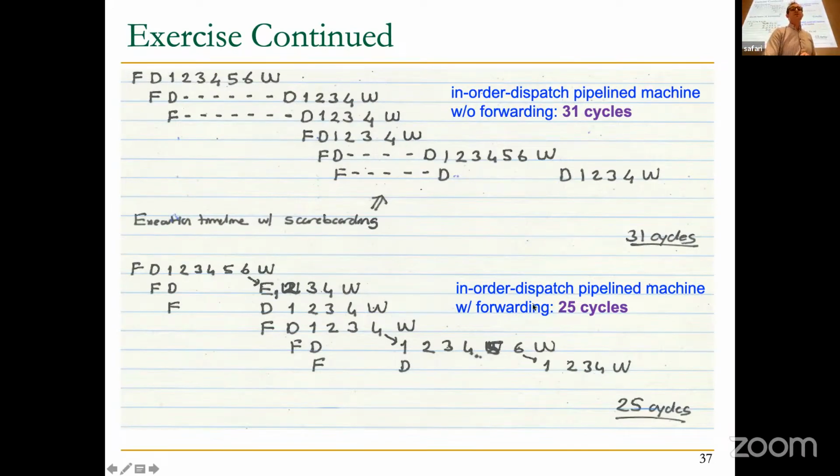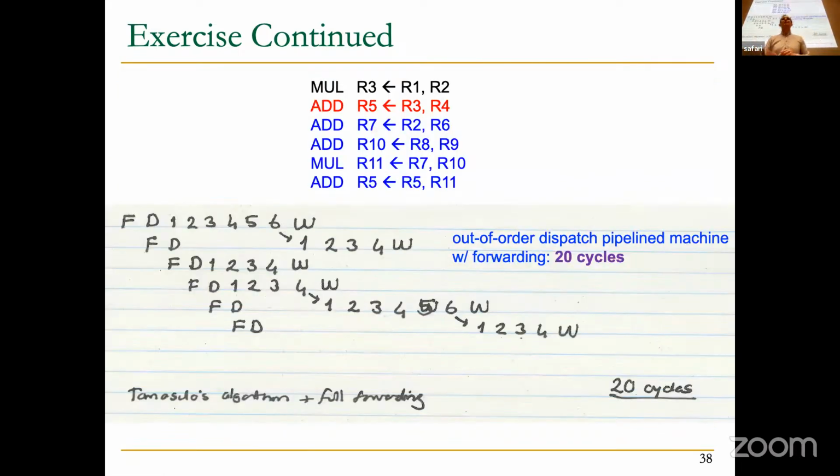This is what we have built so far. Can we reduce this 25 cycles further? And the answer is yes, basically. If you use out-of-order dispatch, out-of-order execution, it's going to look like this. So basically, this instruction is going to wait over here, but this next instruction can be dispatched and executed while this prior instruction is waiting.